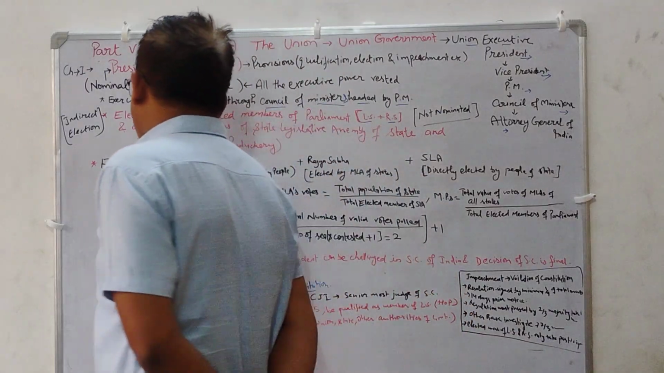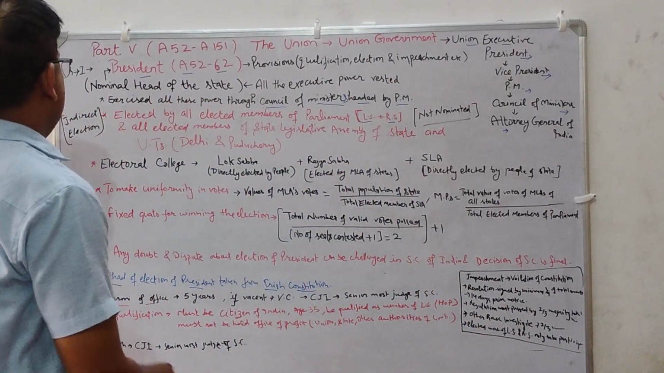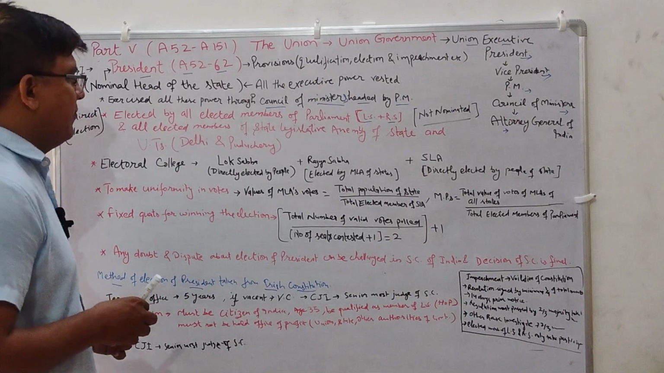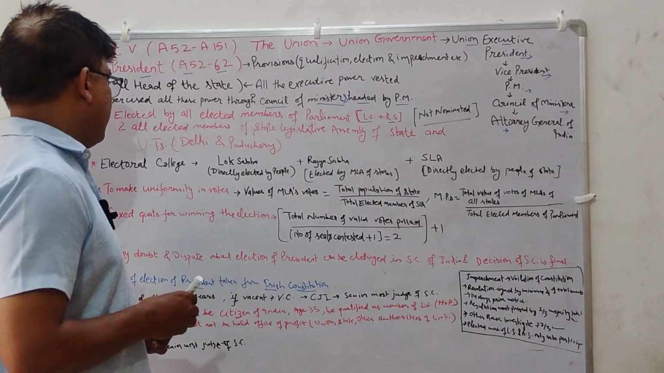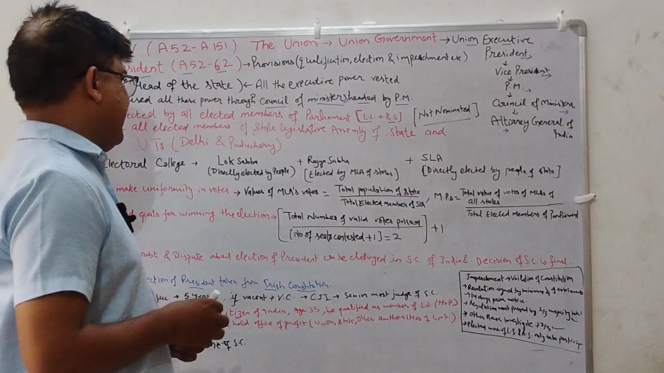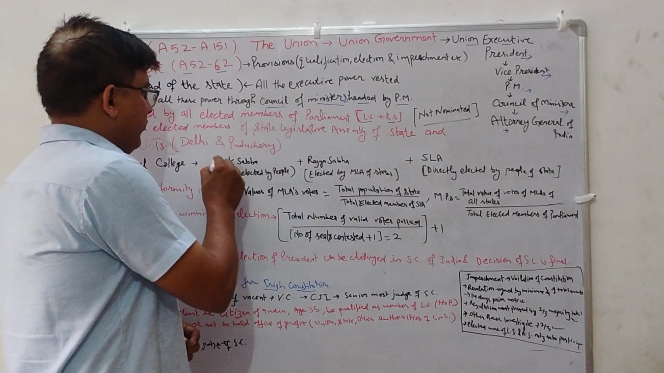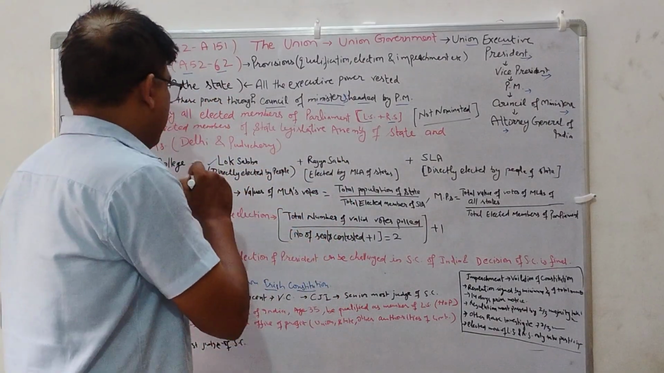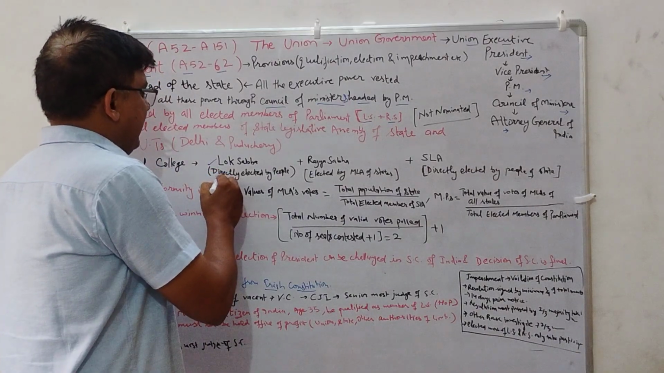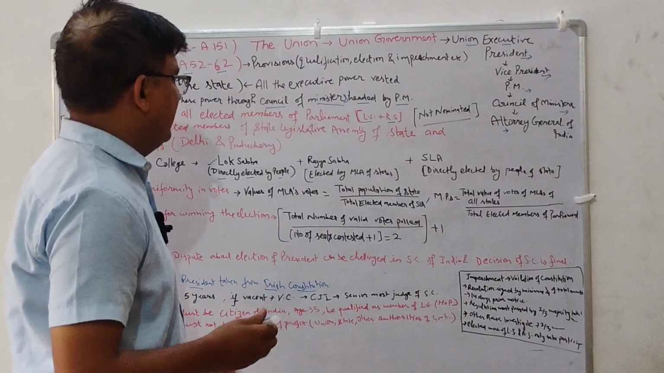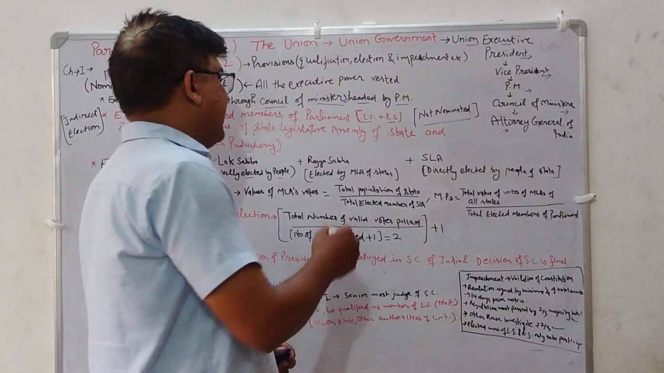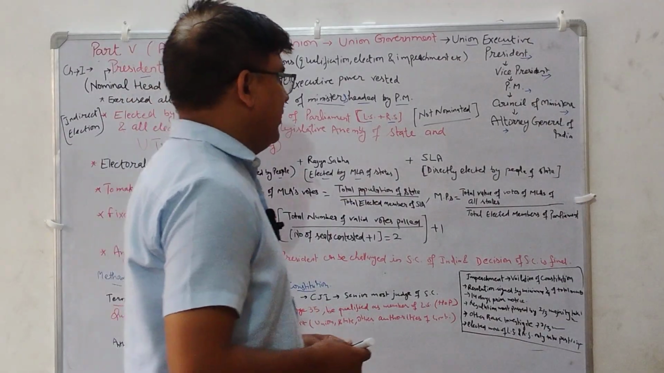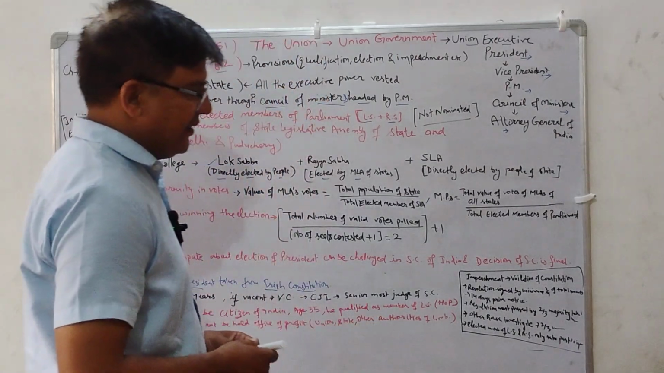If we talk about the electoral college, the electoral college means the voter list of the President election. In the electoral college, there are the directly elected members of the Lok Sabha, as well as the elected members of the Rajya Sabha and the directly elected members of the state legislative assemblies.